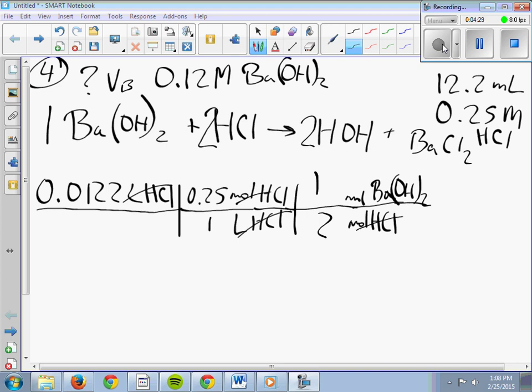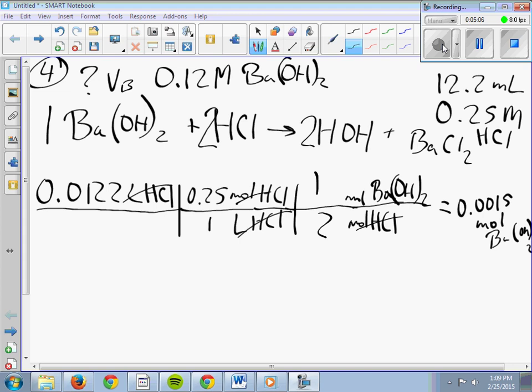We could do something different with converting moles to molarity and liters within this sort of step-by-step thing, but I think it's easier to just take the moles out of that equation. So we would take 0.0122 times 0.25 times 1 divided by 2, and we would get 0.0015 moles of BaOH2, which barely fit on there.